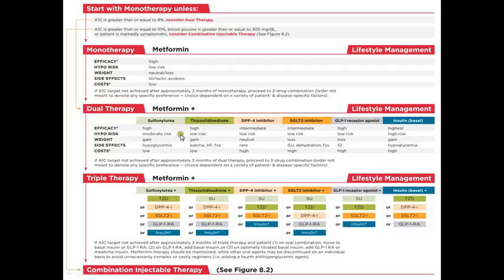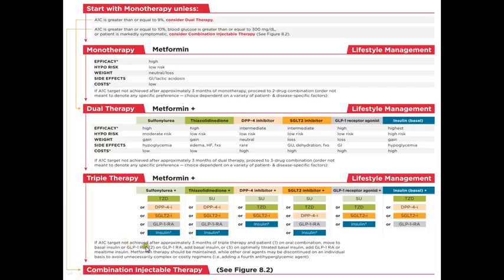Again, you give the combination: metformin plus sulfonylurea, metformin plus thiazolidinedione, metformin plus DPP-4 inhibitor, metformin plus SGLT2 inhibitor, metformin and GLP-1, or metformin plus insulin, whatever combination you're giving. You see these patients for the next 3 months on dual therapy, and if not responding, you proceed to the third drug. The order is not fixed, like this one and then this and then this. No, you can choose according to the patient's requirements.